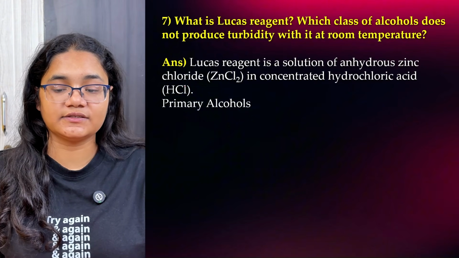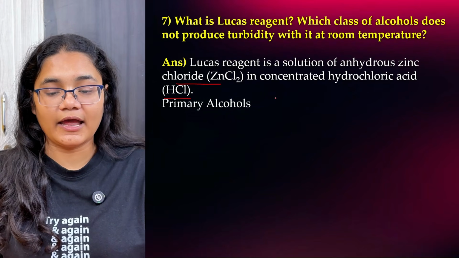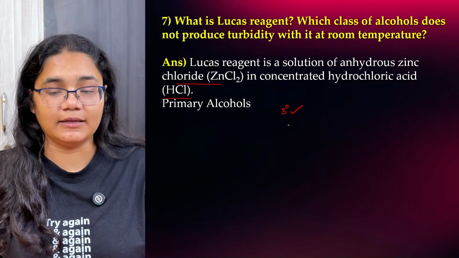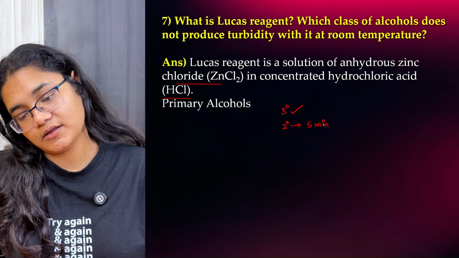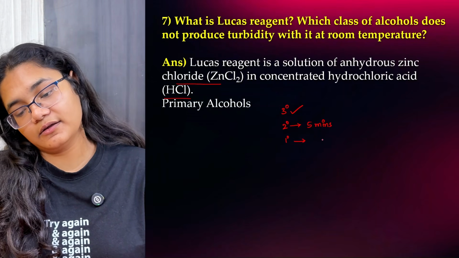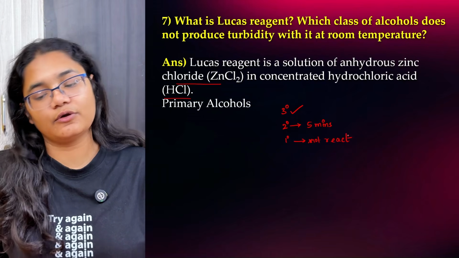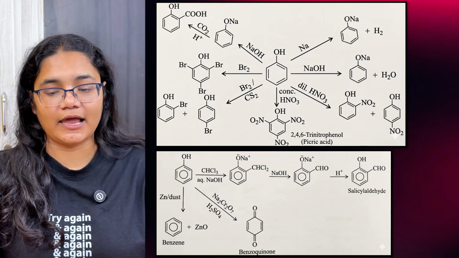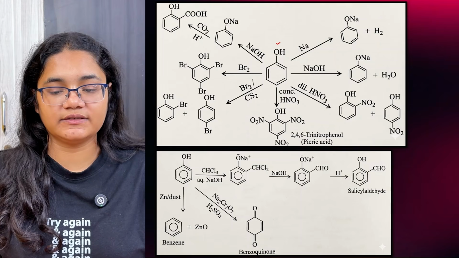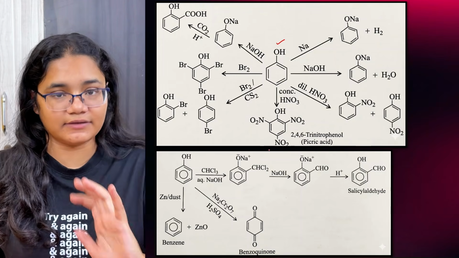Next, we have what is Lucas reagent. So Lucas reagent is a solution of anhydrous zinc chloride in concentrated hydrochloric acid. And here, tertiary will react immediately, secondary will react after 5 minutes, and primary will not react at all. Okay, so that is how Lucas reagent can be used to distinguish between tertiary, secondary, and primary alcohols. And these are the electrophilic substitution reactions of phenols. You have to definitely remember at least these reactions.